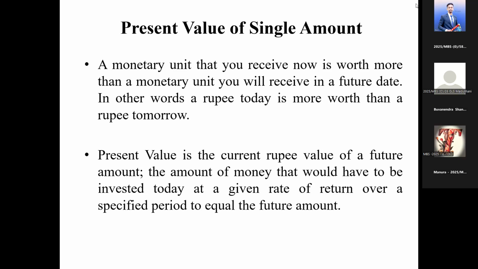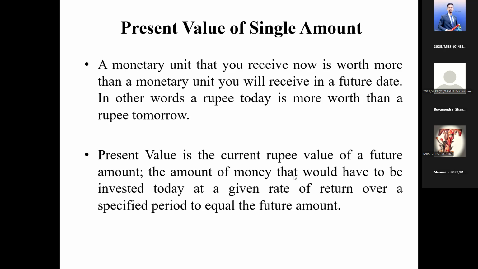So we can go to the second concept under the time value of money, present value. Similar to future value, we need to connect with the cash flows, if it is lump sum or annuity or perpetual cash flows. Same with the present value as well. As I explained earlier, present value is today's value, right? So that is what we define: a monetary unit you receive now is worth more than one received at a future date. So this present value is the current rupee value of the future cash flows.